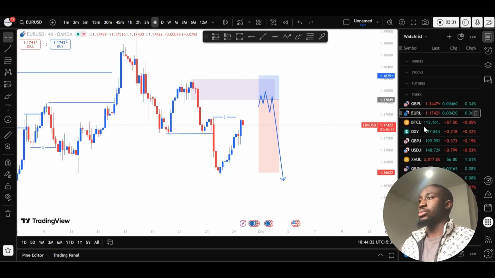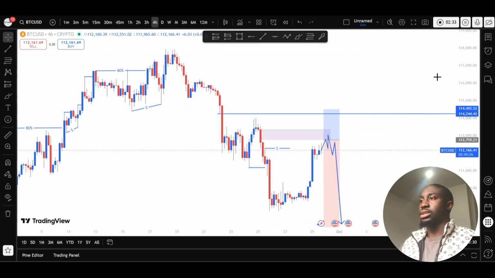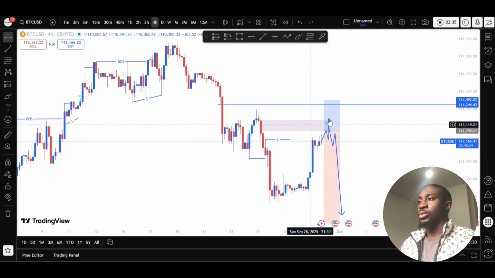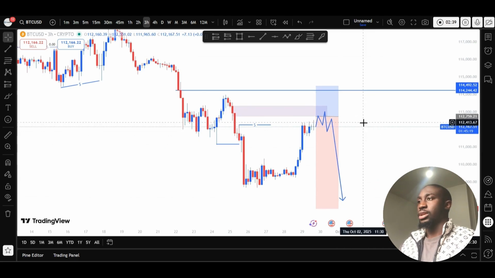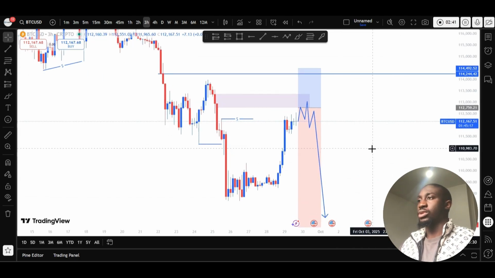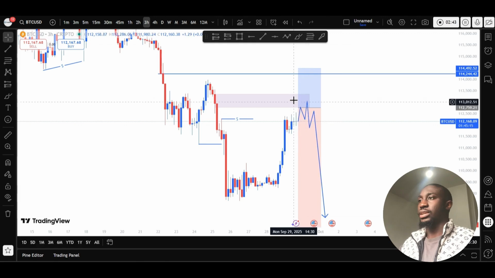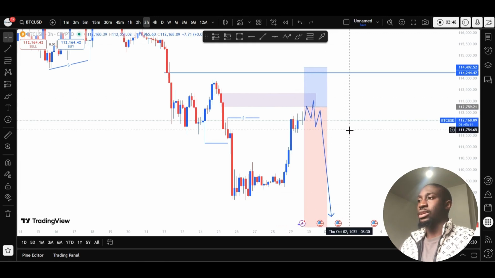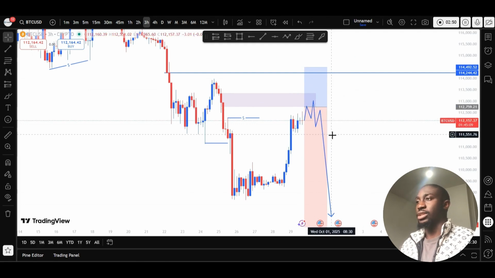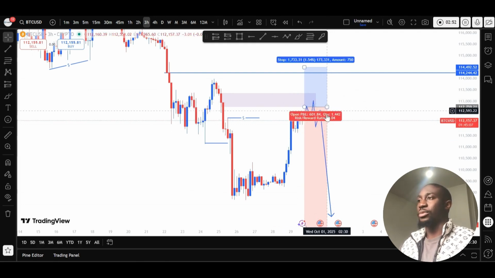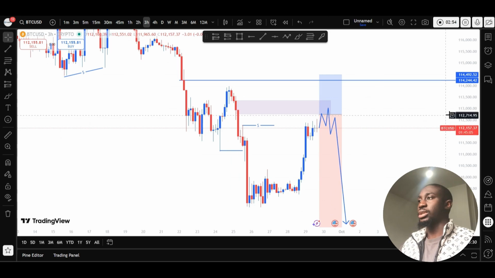So let's go to BTC. The same thing in BTC. I'm expecting price to pull to this area. Let's go to the 3 hours time frame. I'm expecting price to pull all the way to this area around here before I take my trade, but I don't want to execute like that. I'll wait for a change of character before I trade, or I will wait for a confirmation. So let's see how it's gonna be.